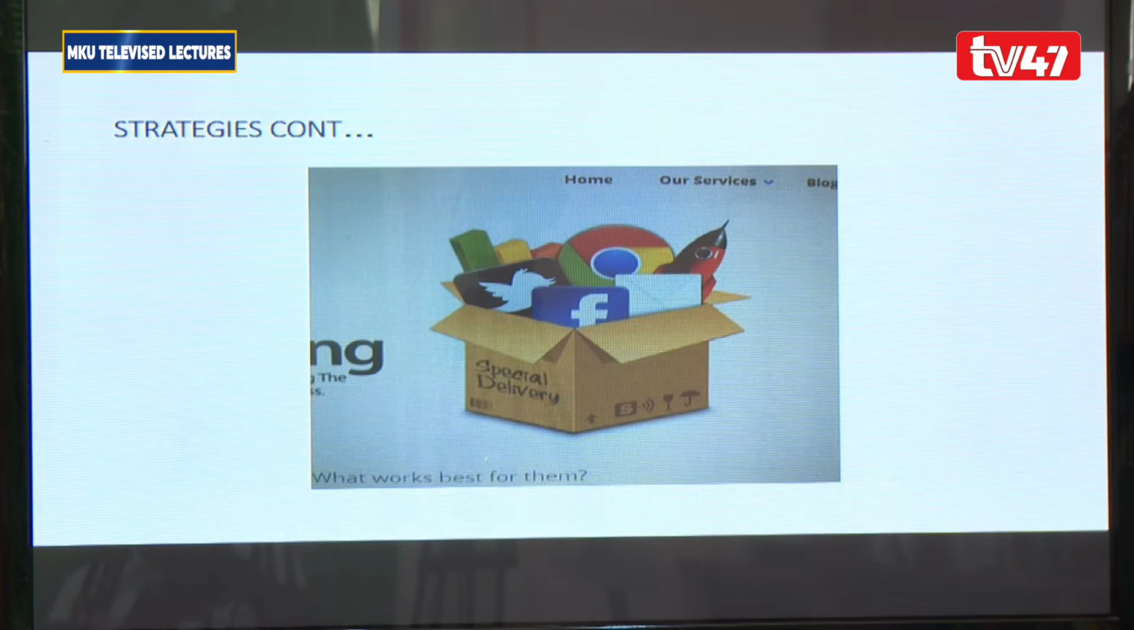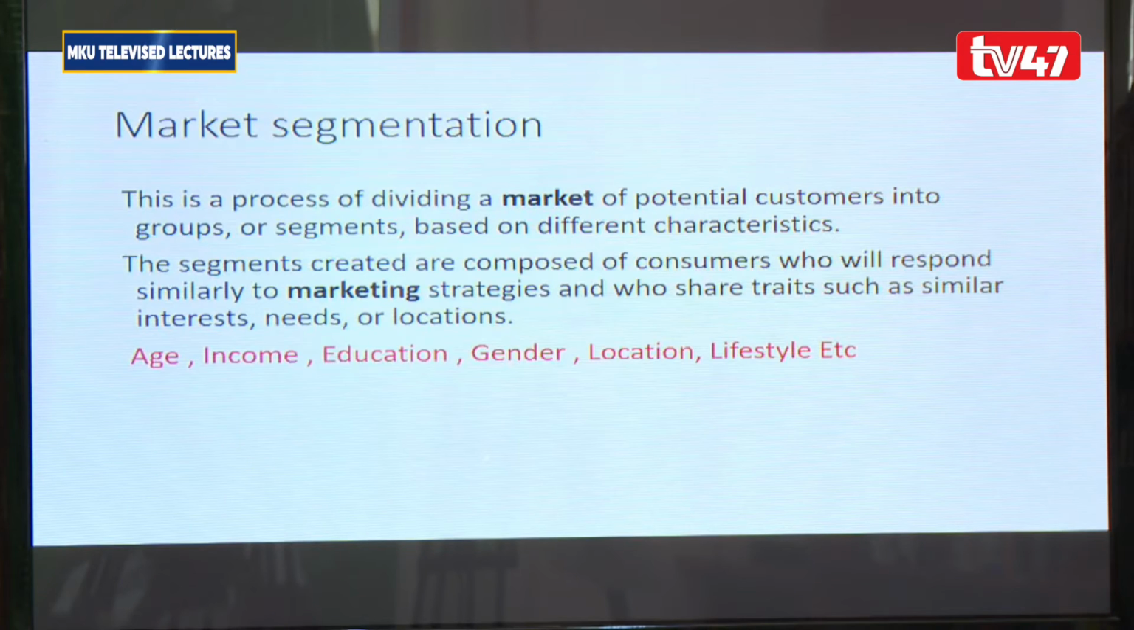we have the social media. We have different platforms. For example, we have Facebook, we have Twitter, a number of them, and WhatsApp. All those are services that are available. They could be used as strategies to market your product or service. Now, before you market, you need to understand your market. How do you understand your market? By profiling it, what we call market segmentation.